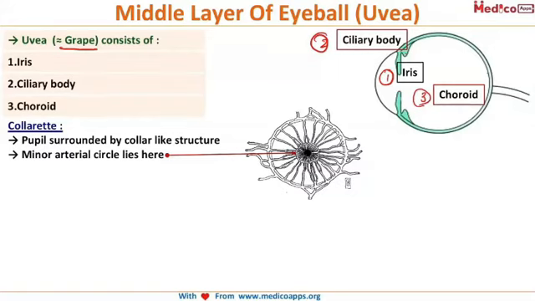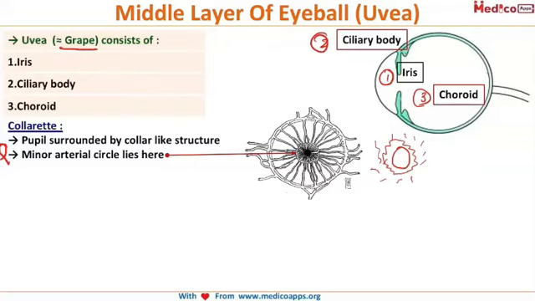Okay. Now, you know that when you look at the iris, suppose this is the pupil and my iris is all over here, I have a folded structure like this around the pupil, and this I am going to call the collarette because it surrounds the pupil like a collar, hence it is called a collarette. And the importance of this collarette is that the minor arterial circle of the eye lies in this collarette. Please remember, this is a question. The minor arterial circle of the eye lies in the iris collarette.